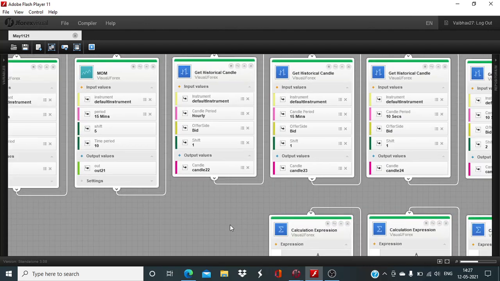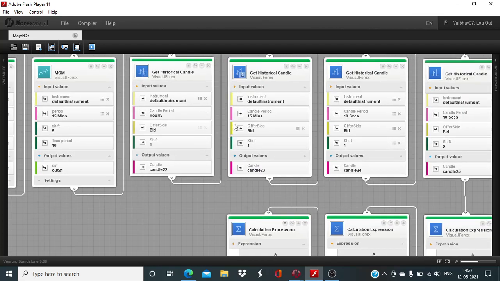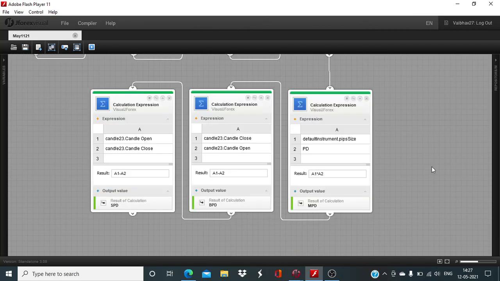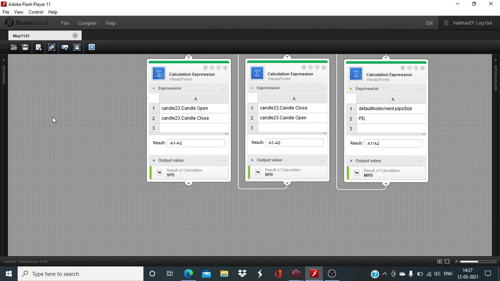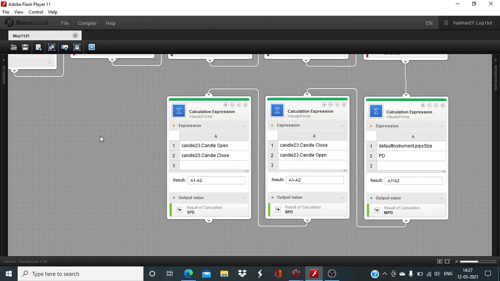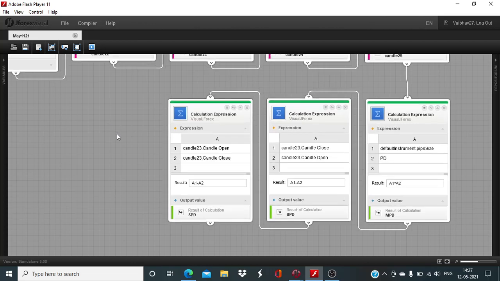Along with that, to look at the price action data, we will also be relying on the historical candle. First is of hourly time period, and then these are of 15 and 10 seconds each. And to define certain conditions, the minimum bid size has been defined, and also we will be looking at the actual price difference between the 15-minute candles closing and opening price. So for that, this calculation expression block was used.